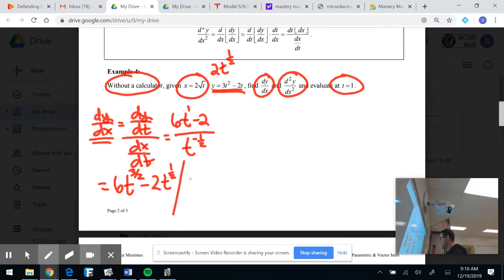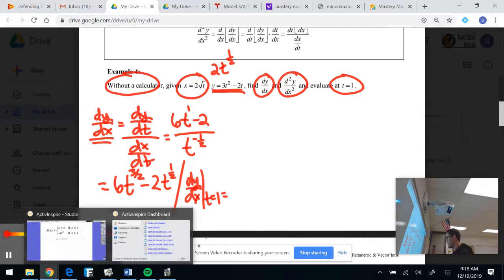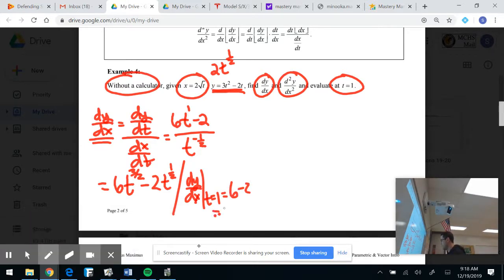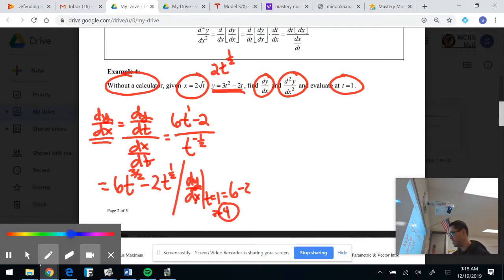And then they ask me to do dy dx when t is equal to 1. So we're going to plug a 1 in for that. I get a 6 minus 2, which is 4. That's the first derivative. That's it, right? We've been doing that all year. Not bad, right? Parametrics.